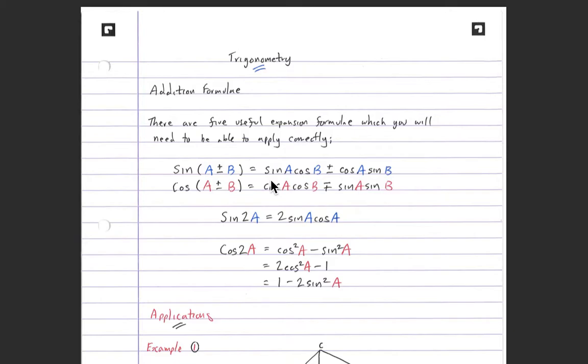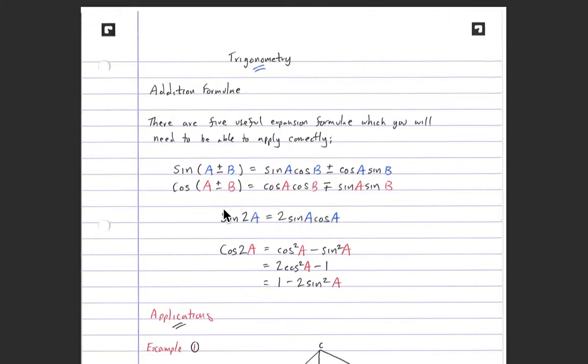Now from those we can derive these 3 expressions. First of all, if we change b for a, then we'll actually have sine of a plus a, which is just sine of 2a, and that expansion becomes 2 lots of sine a cos a. Effectively, these 2 are just the same, and there's 2 of them, so it'll be 2 sine a cos a. Now again, you don't need to know how that is derived, you just need to be able to use this correctly.